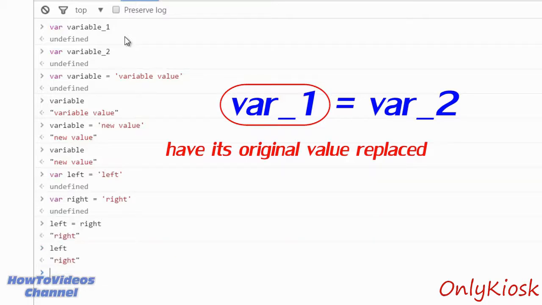The variable on the left side will have its original value replaced with the value from the variable on the right side.